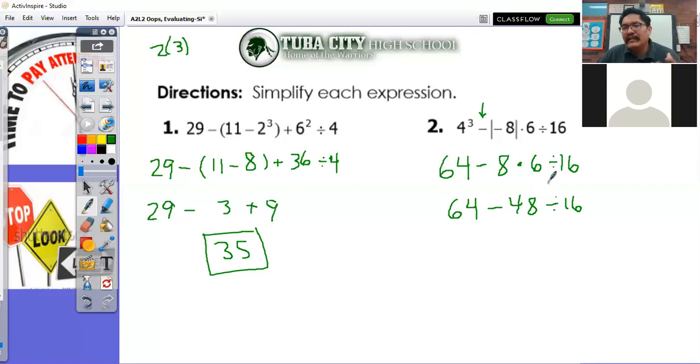But again, we don't really need to do this as long as you remember the rule to just go left to right. So 48 divided by 16, that would be 16, 32, 48. So about 3 times 64 minus 3. And we get 61.